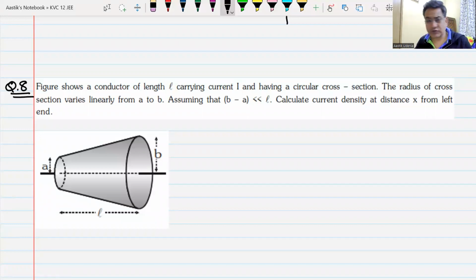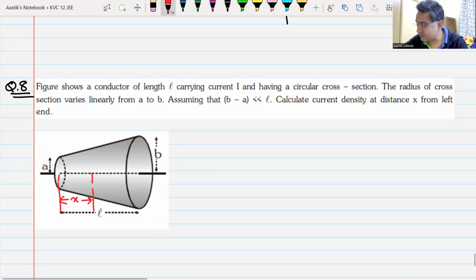So how are you supposed to do this? You have to find out the current density at a distance x from this end. What you have to do is, at this distance x, you just have to find out the radius of the circle here.